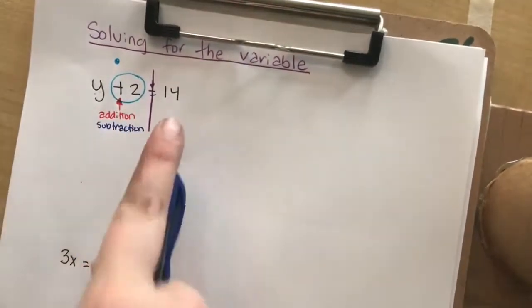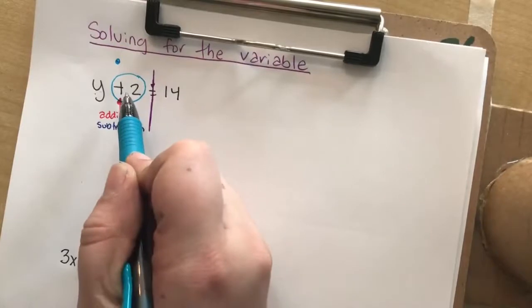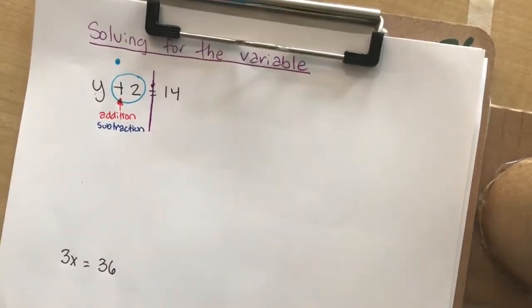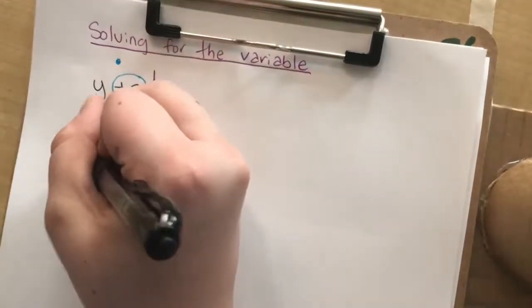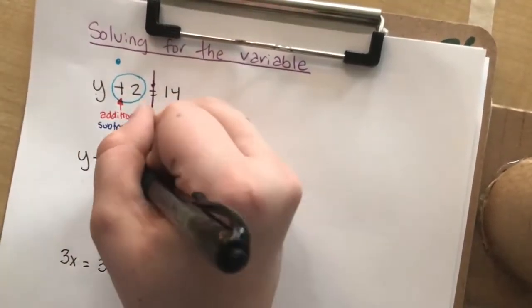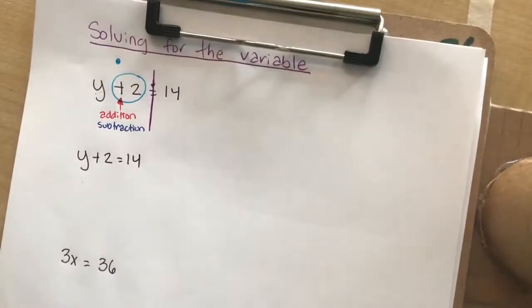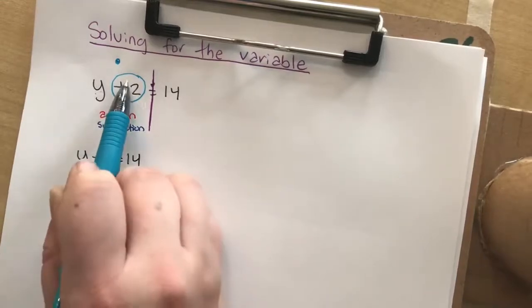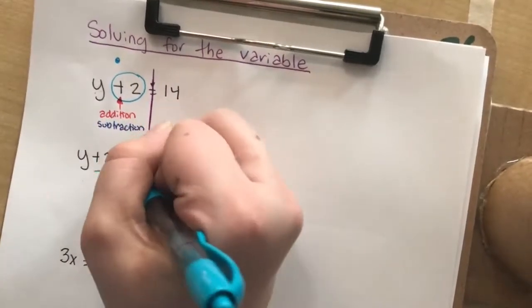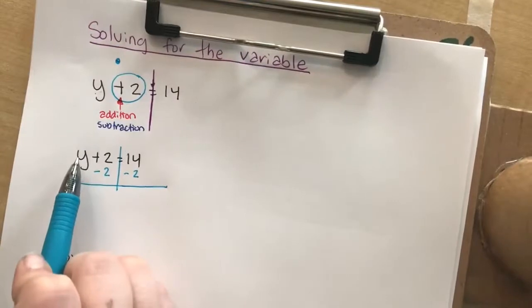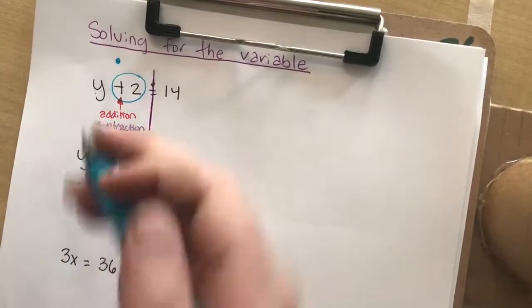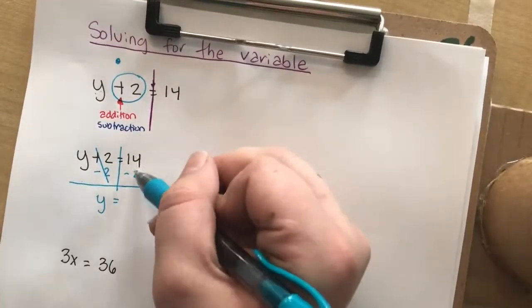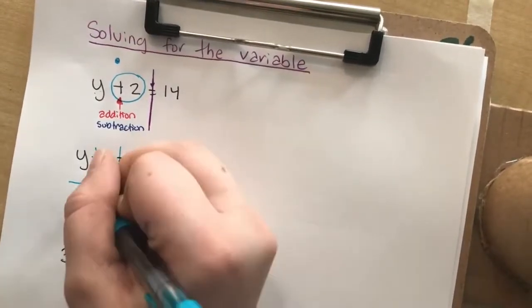So in order to solve this and to get rid of this 2 on this side, I need to do the opposite or inverse operation to both sides. So I'm going to rewrite my equation now that I know what I'm doing. The inverse operation I already identified as subtraction, subtracting 2. So I need to subtract 2 from both sides. So y plus 2 minus 2 is y plus 0, or just y. 14 minus 2 is 12.